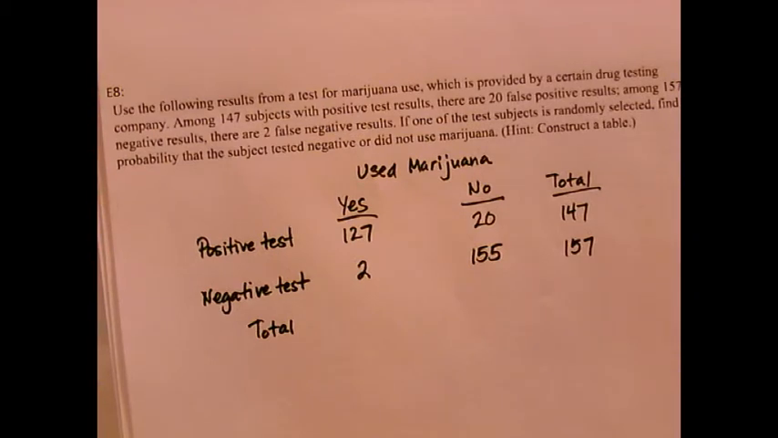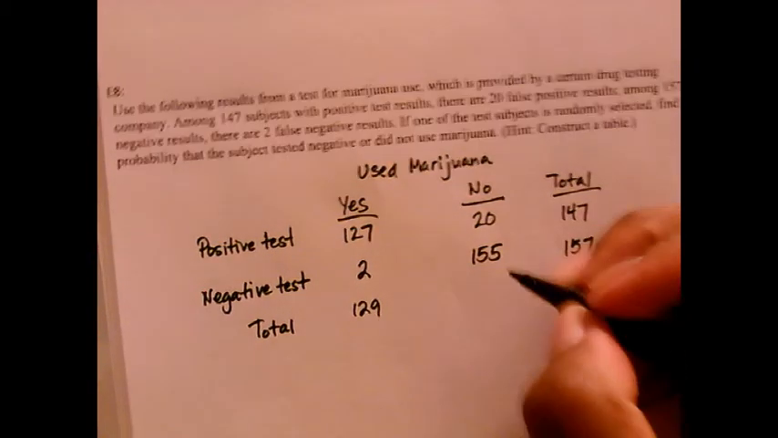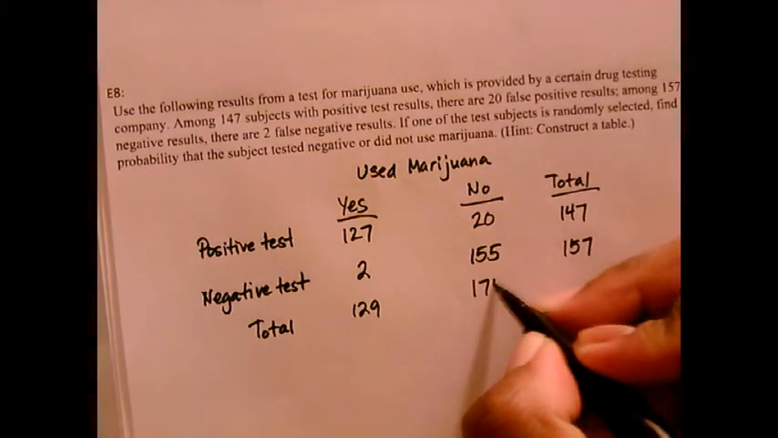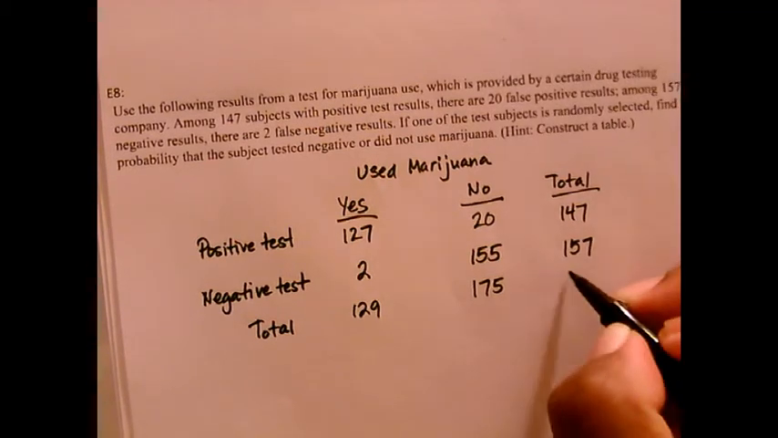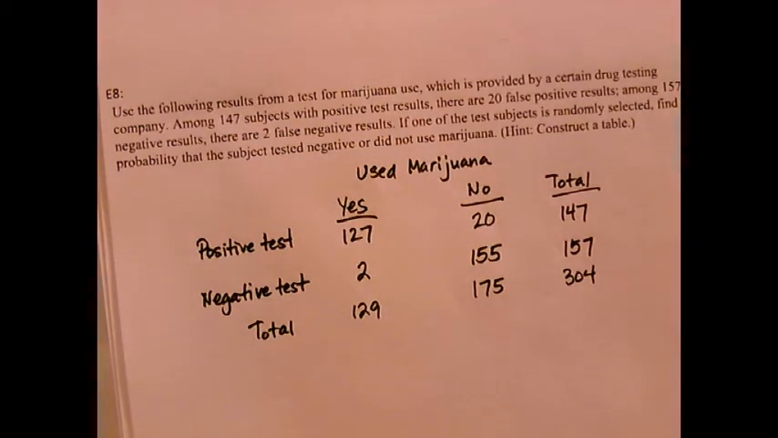Now let's get our totals. 127 and 2 will be 129. 20 and 155 will be 175. And the grand total will be 304. Either add 129 and 175 together, or 147 and 157 together, and you'll get the total of 304.